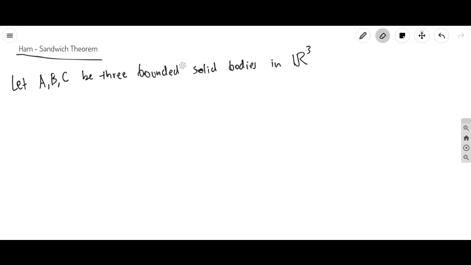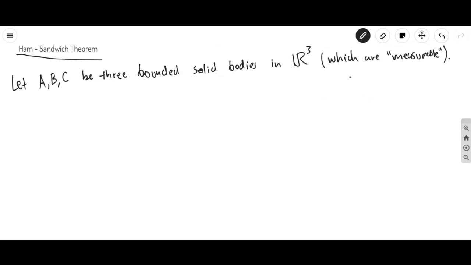We understand what bounded means. If you are wondering what it means to be a solid body in R3, it's just a subset of R3. That's all it is, just a subset of R3. And if you want to be a little bit more technical, you would add, which are what is known as measurable sets. Measurable basically means it's something that has a defined volume. That's what I mean by a measure.